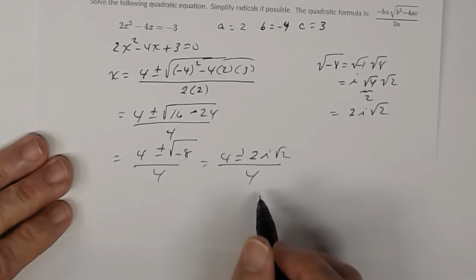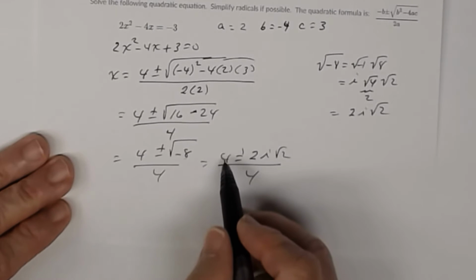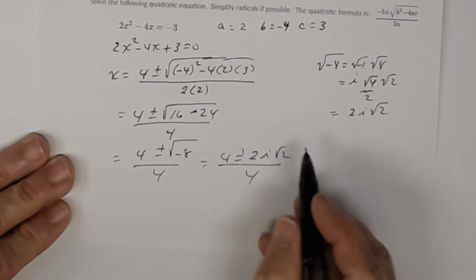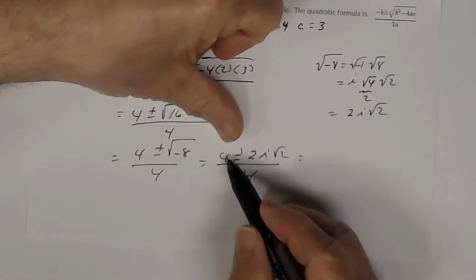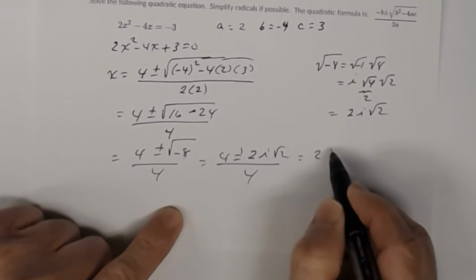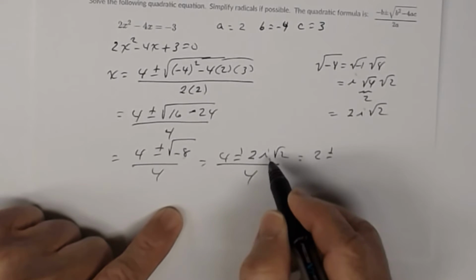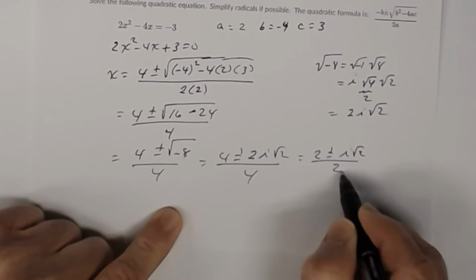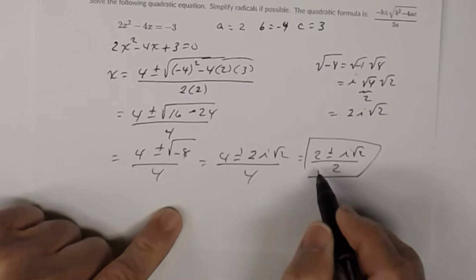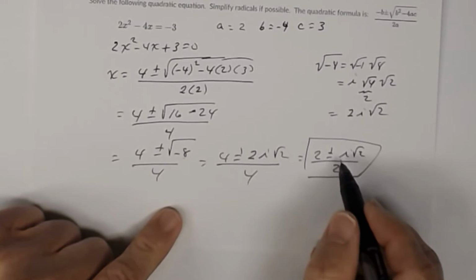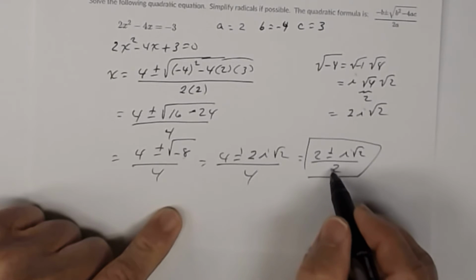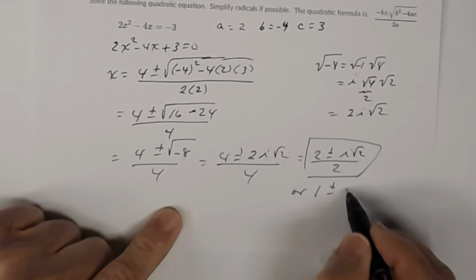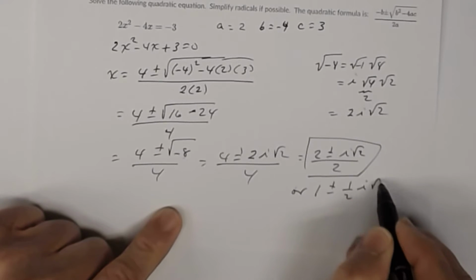And we can actually go further with that in terms of simplifying because 4, 2, and 4, those are all divisible by 2. So I get 4 divided by 2 is 2, plus or minus 2i square root of 2 divided by 2 is just i square root of 2, and then 4 divided by 2 is 2. So I can write it like this, and if I want to write it as two separate fractions, I would have 2 divided by 2, which is 1, plus or minus, and then 1 half i square root of 2.